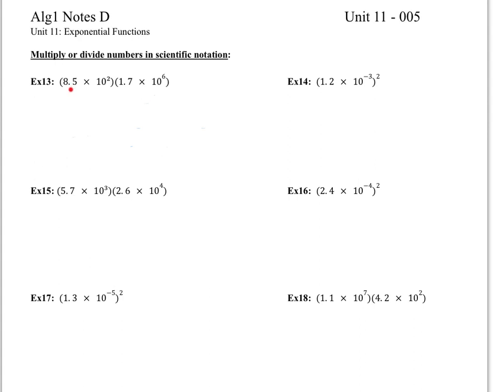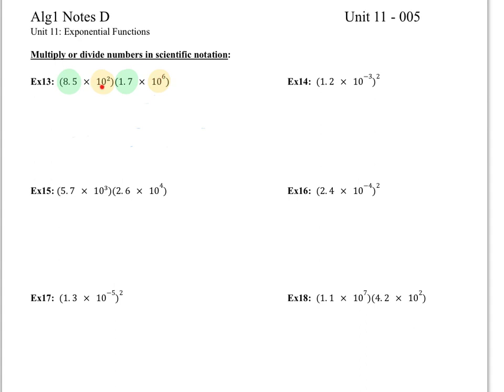So I have 8.5 being multiplied by the power of 10, 10 to the second. I have 1.7 being multiplied by 10 to the sixth. And remember that these back-to-back parentheses indicate or imply that you're multiplying. So really in this entire problem, I have 4 items that are all multiplying each other. And with multiplication, one of the things that I can do is I can change the order that I multiply. So I could multiply 8.5 times 1.7, and I could also multiply 10 to the second times 10 to the sixth.